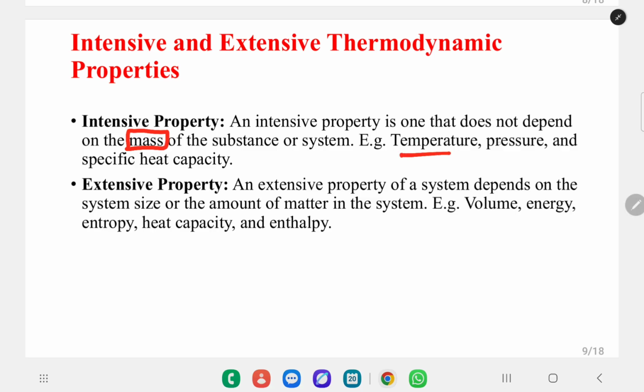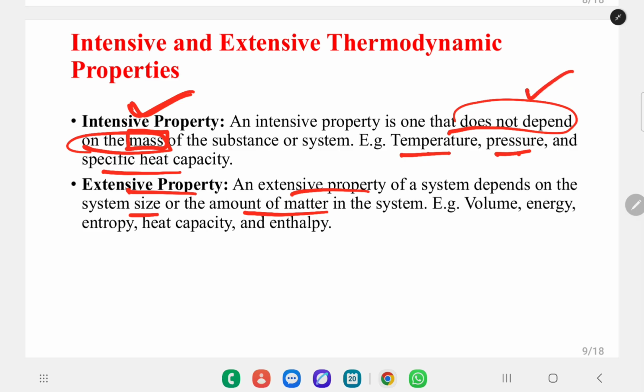Temperature depends upon the mass, pressure depends upon the mass, specific heat capacity also depends upon the mass. An extensive property of a system depends on the system size or the amount of matter. Here is a mistake: an intensive property does not depend on the mass. So temperature, pressure and specific heat capacity don't depend on the mass, so they are intensive properties.